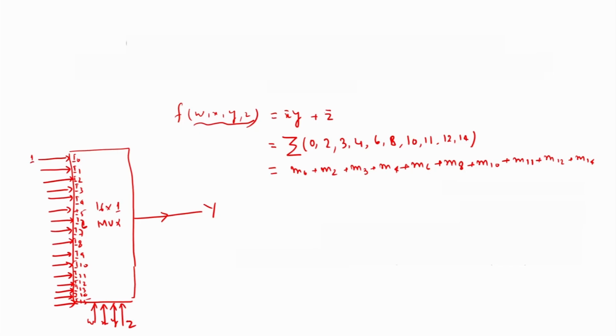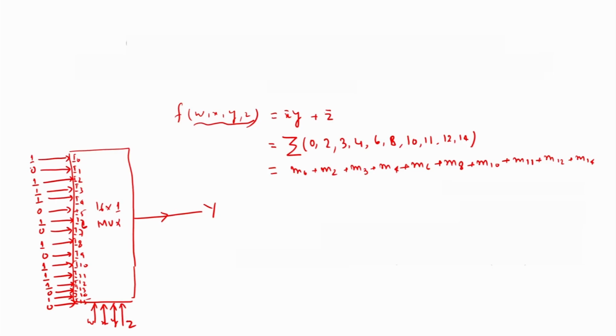Similarly, for 0 we assign a value 1, then 2 also a value 1, then 3 a value 1, then 4 we assign a value 1, then 5 simply 0, 6 is 1, then 7 is 0, 8 is 1, 9 is 0, 10 is 1, 11 is 1, 12 is 1, 13 is 0, 14 is 1, and 15 is also 0.